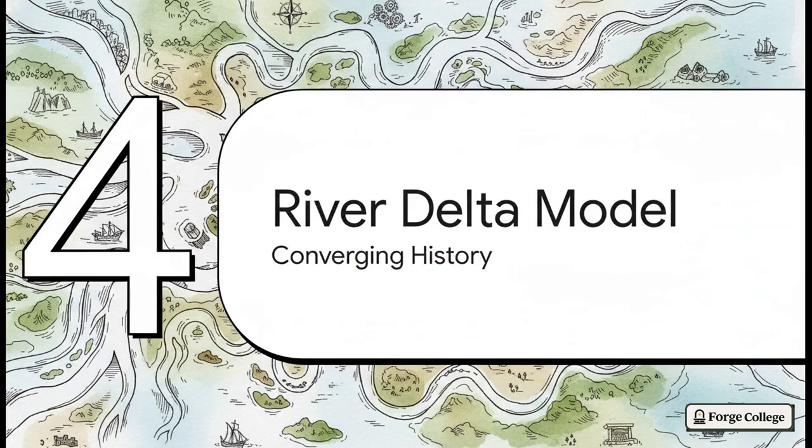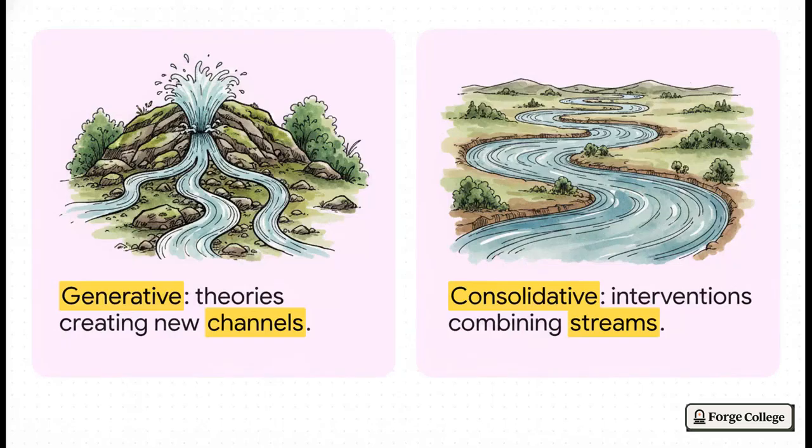To really wrap our heads around how these historical events connect, we use a central, honestly kind of beautiful mental model for this course. Here is Section 4, the river delta metaphor. We are going to treat the history of blockchain like a massive converging river delta.